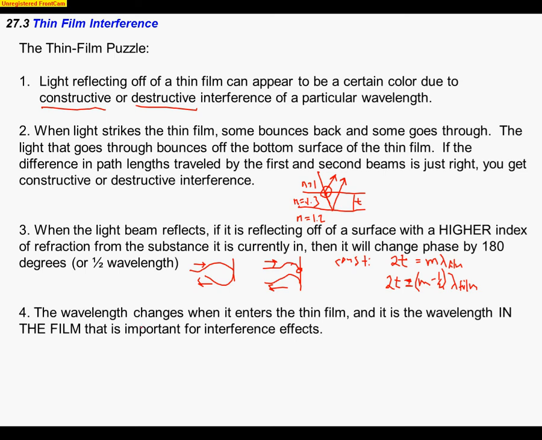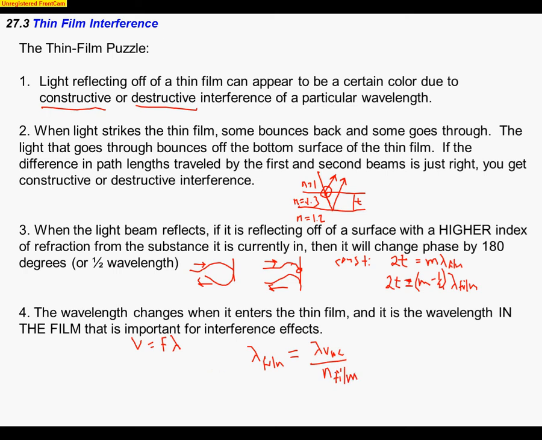Okay, so the last piece of the puzzle. The wavelength changes when it enters a thin film because we said that the speed of light slows down a bit when it enters other materials. And since speed equals frequency times wavelength, and the frequency stays constant, if the speed gets smaller, the wavelength must get smaller. So we looked at the equation for that. We said the wavelength in the film is equal to the wavelength in a vacuum divided by the index of refraction of the film.